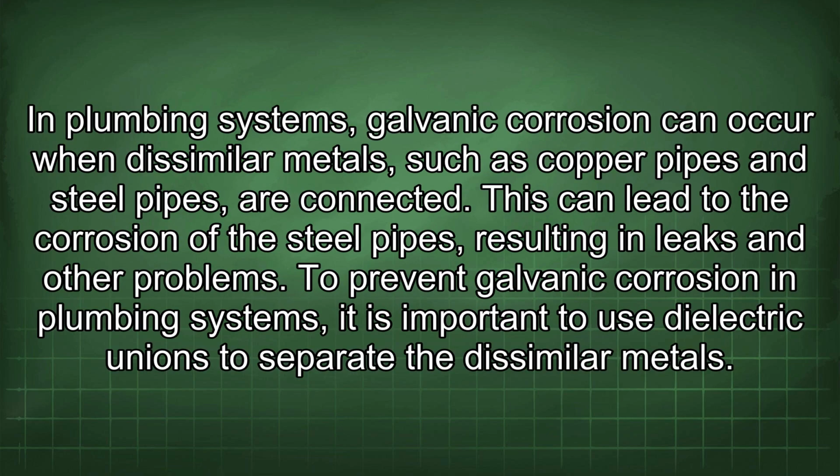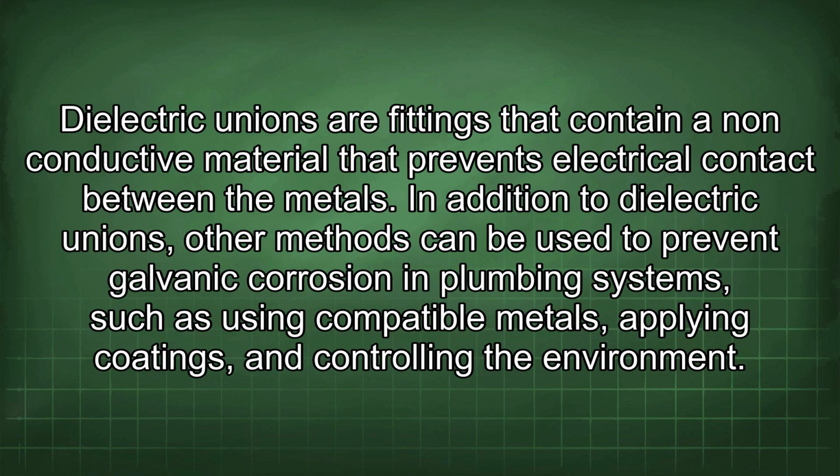In plumbing systems, galvanic corrosion can occur when dissimilar metals, such as copper pipes and steel pipes, are connected. This can lead to the corrosion of the steel pipes, resulting in leaks and other problems. To prevent galvanic corrosion in plumbing systems, it is important to use dielectric unions to separate the dissimilar metals. Dielectric unions are fittings that contain a non-conductive material that prevents electrical contact between the metals.